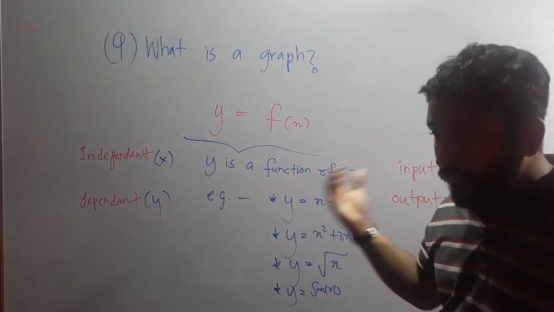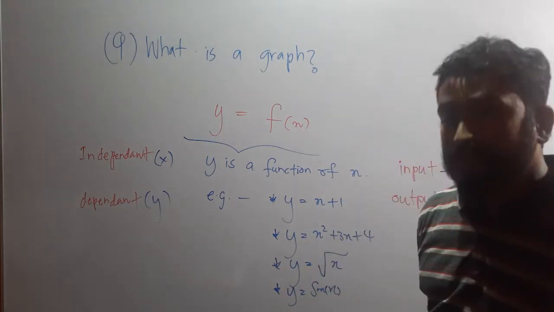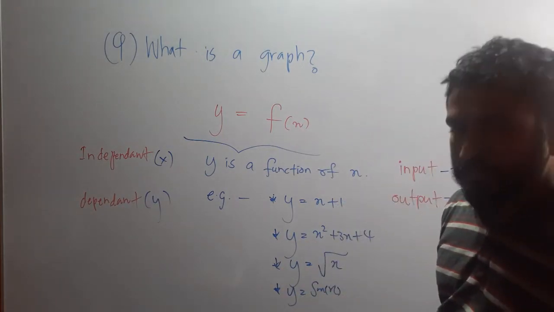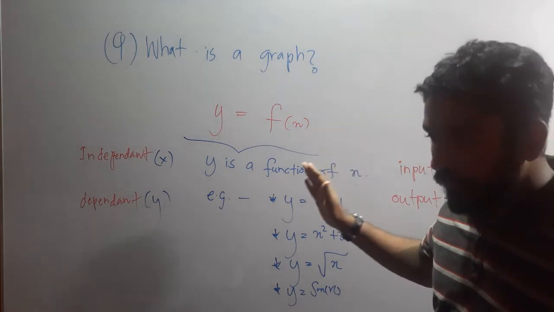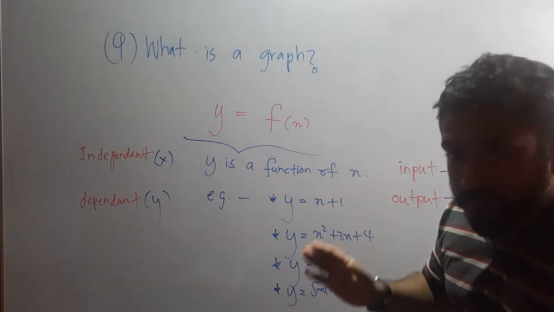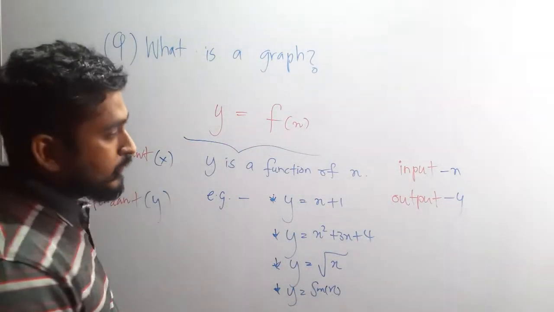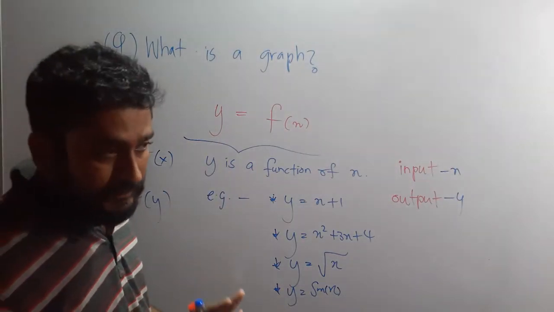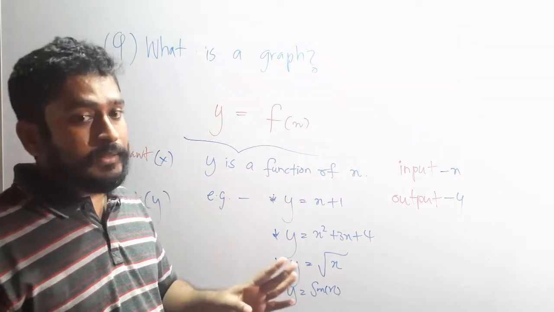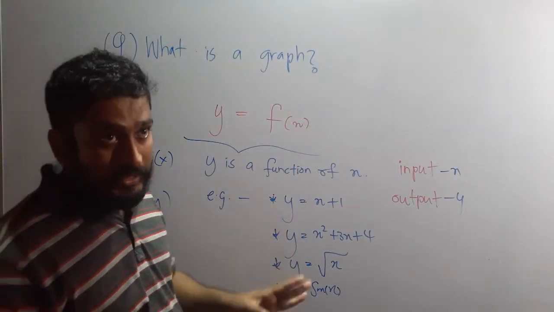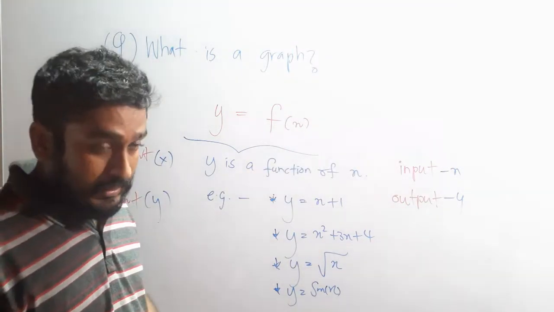As we observe, continue for the same point. As we observe, it has got two variables, which are x and y.